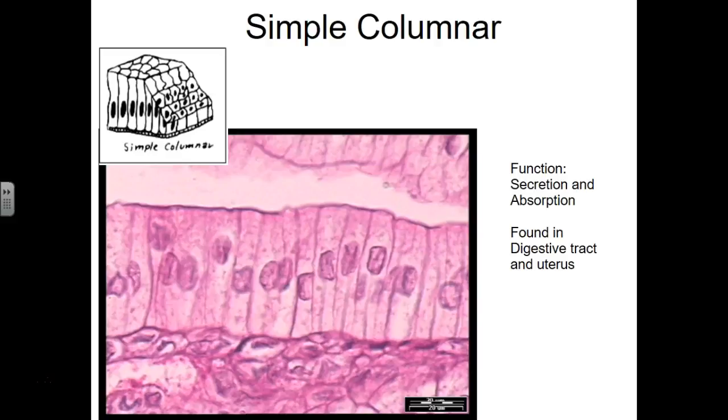Simple columnar provides a little bit more of a barrier because of the shape of the cell. It prevents some materials, like bacteria and viruses, from squeezing through because they are not flat. But it still allows materials to go through those cells. This is found in the digestive tract and the uterus, for secretion and absorption. The uterus probably should be more specifically the placenta, because materials need to go into the baby who is in the uterus.